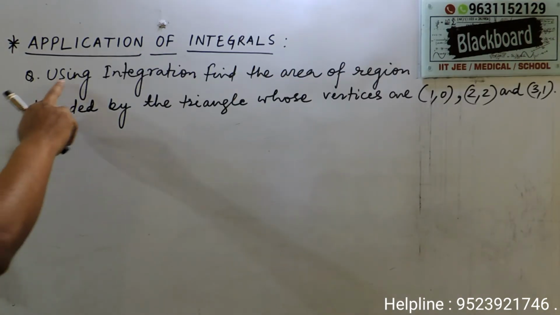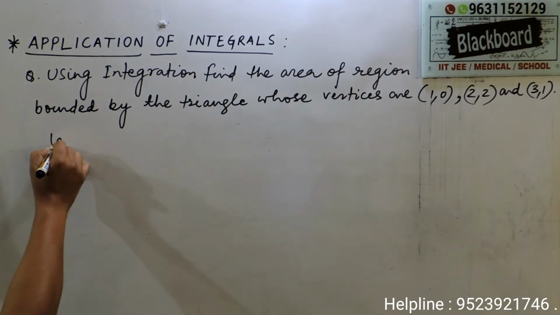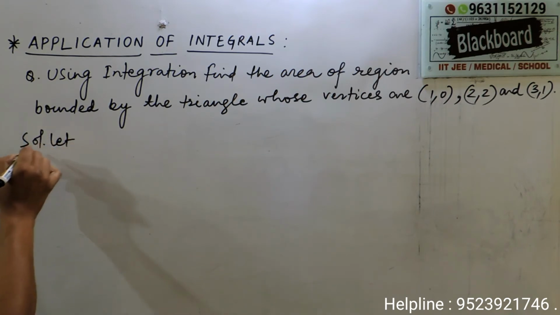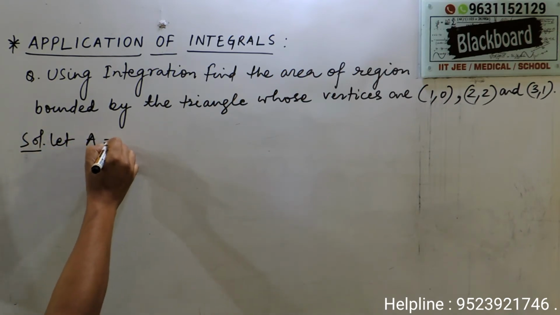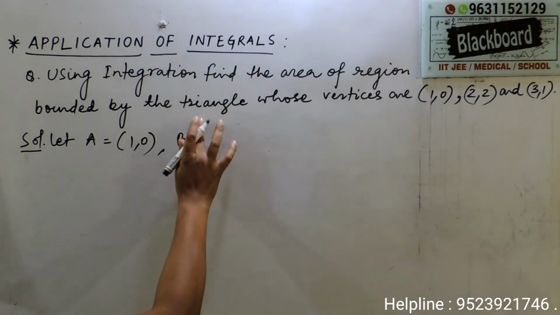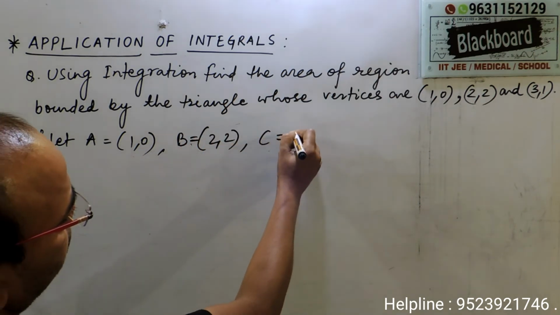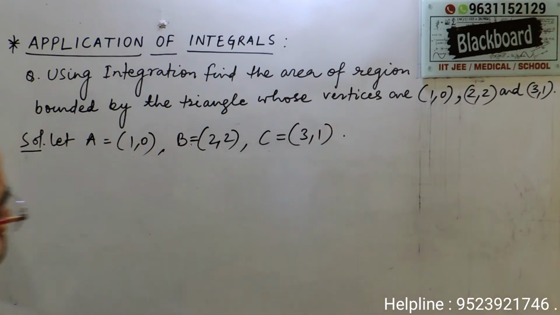Now here the question is: using integration, find the area of the region bounded by the triangle whose vertices are (1, 0), (2, 2) and (3, 1). Let A be (1, 0), B be (2, 2) and C be (3, 1). First, plot the points on the coordinate axis.